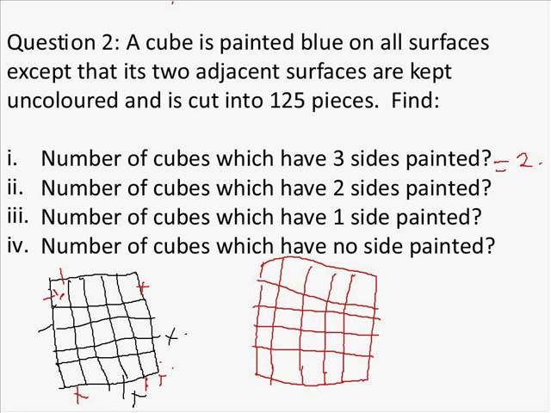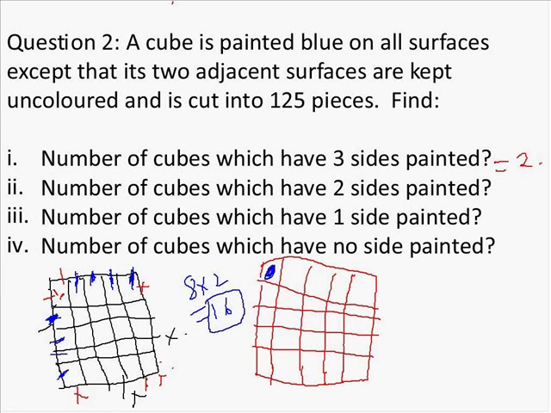Now you see, on the front slice, this will be painted double, this is painted double, this is also painted double, double, double, double. So this becomes 4, 4, 8. So 8 into 2 is equal to 16.